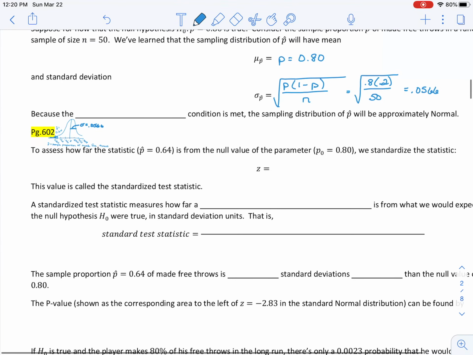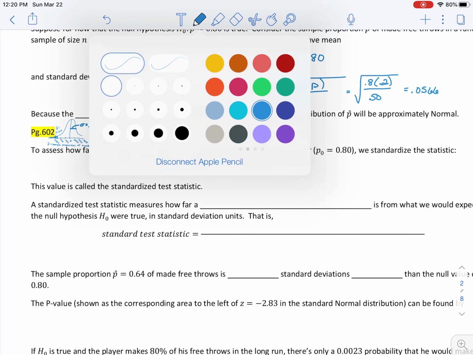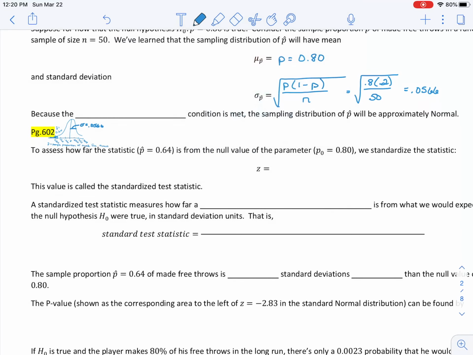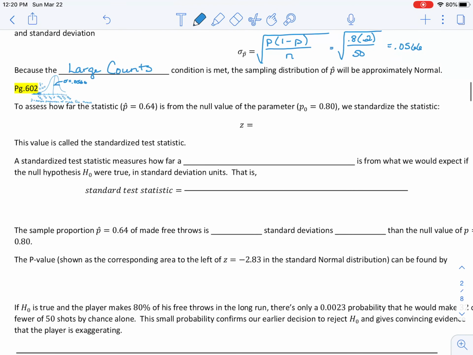So again, it's normally distributed because of one of the conditions that we checked. I think that's the one I was using. That condition is the large counts condition. So remember, large counts gets you normality when we're talking about proportion. So because the large counts condition is met, the sampling distribution of p-hat will be approximately normal. We just looked at that.